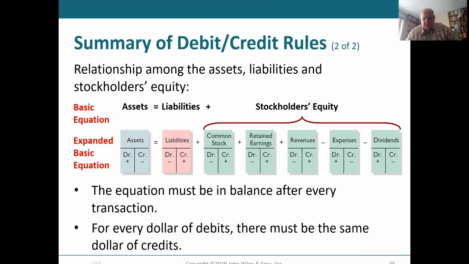And that equity consists of common stock, which has a credit balance, retained earnings, which has a credit balance, revenues, which have a credit balance, less expenses that have the debit balance, less dividends with the debit balance. The equation must be in balance at all times. For every dollar of debits, you better have the same dollar amount of credits.